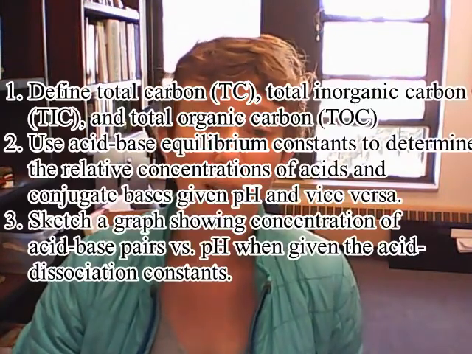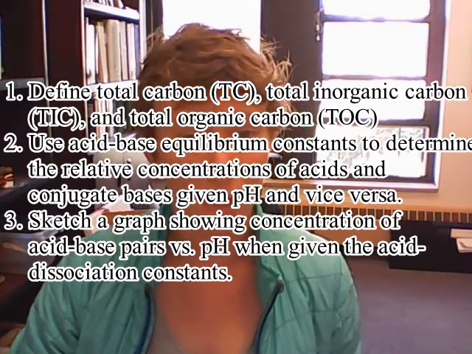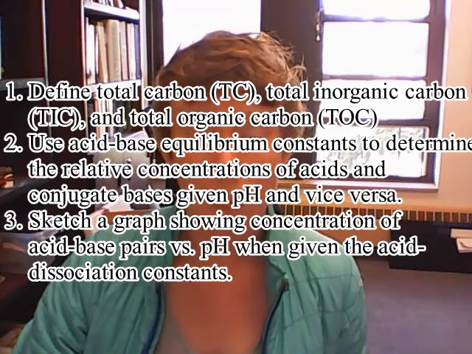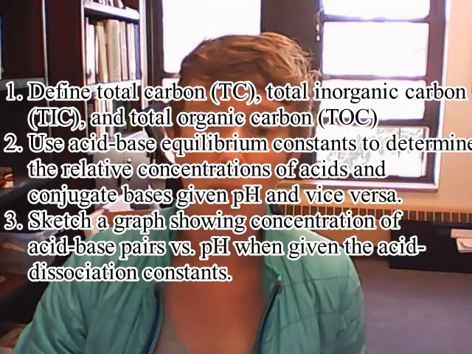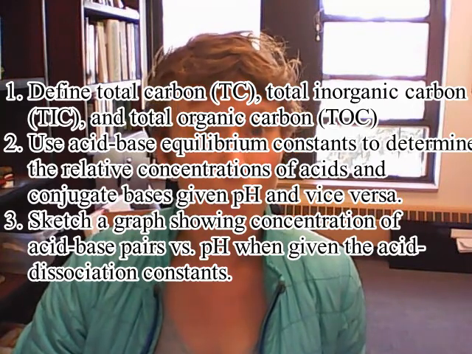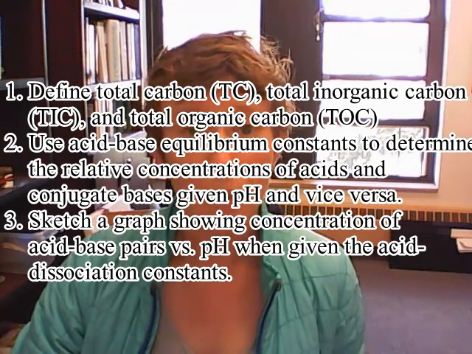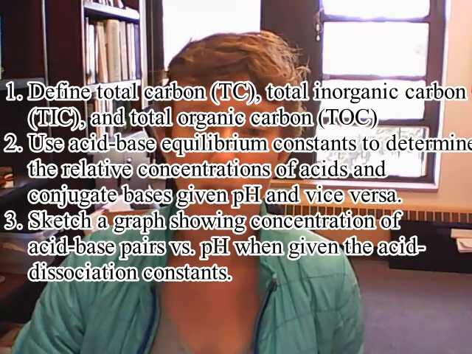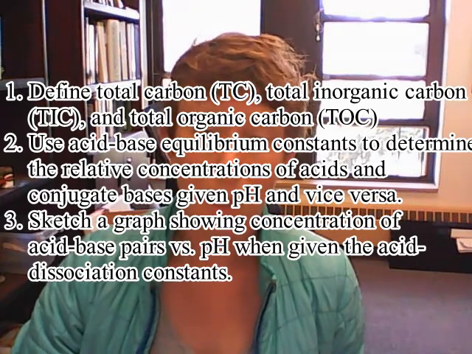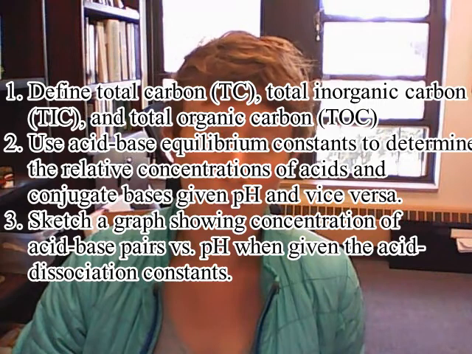So by the end of this video, you should be able to define total carbon, total inorganic carbon, and total organic carbon. You should also be able to use acid-base equilibrium constants to determine the relative concentrations of acids and conjugate bases given pH and vice versa. And you should be able to sketch a graph that shows the speciation of different acids and bases given the pKa's. So let's return to our example.